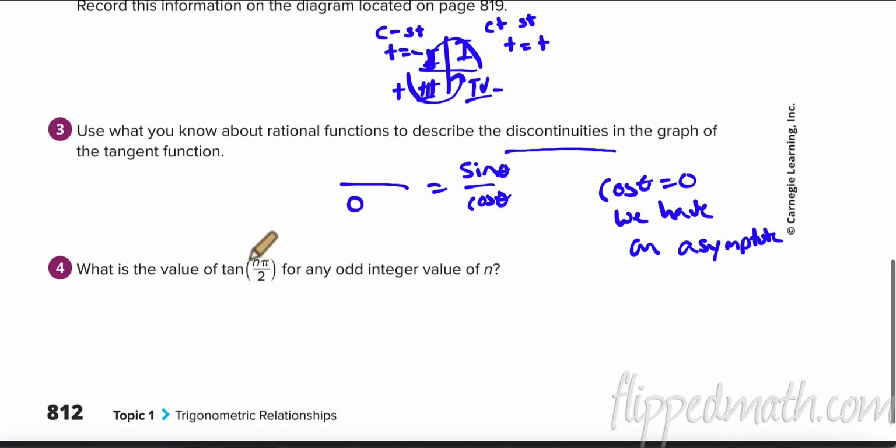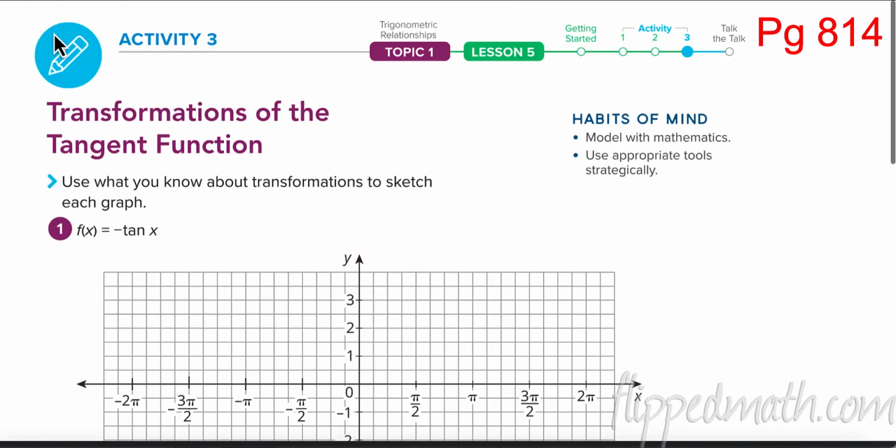What is the value of tangent of n pi over 2 for any odd n? So any odd value divided by 2, any one of those, we know it's going to be undefined. That is going to have a situation where cosine of theta equals 0. That's exactly what's going to happen. Therefore, it's going to be undefined. All right, let's go to the next one.